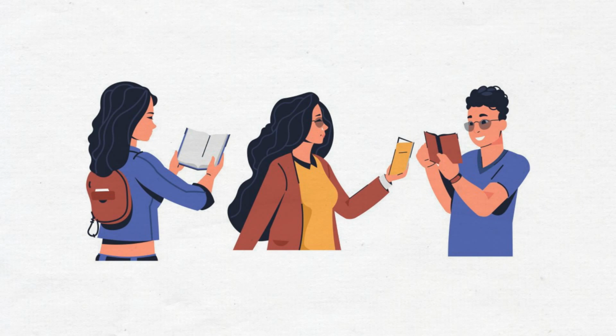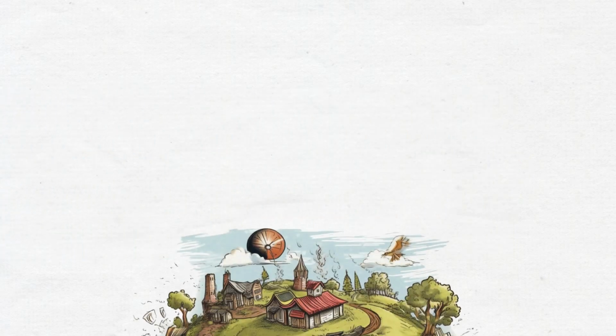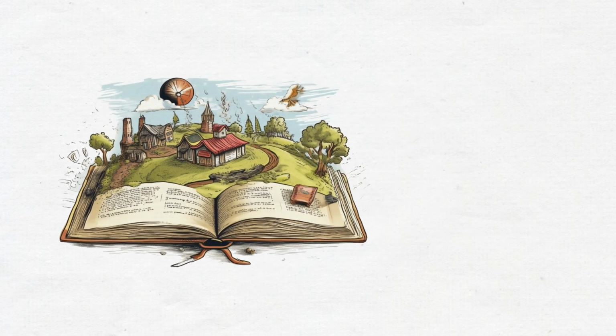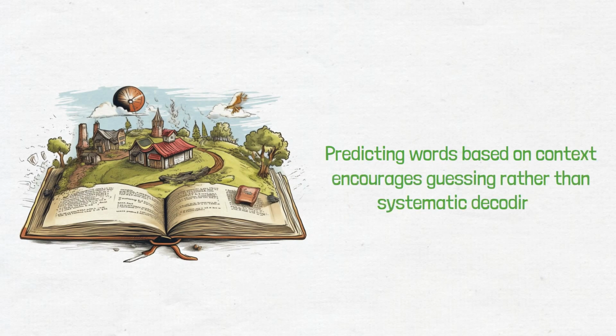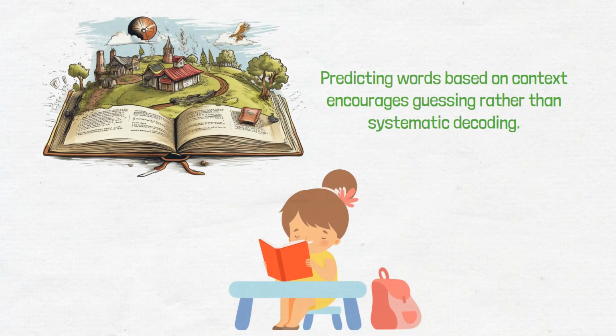Effective phonics instruction also involves recognizing the limitations of certain strategies. For instance, relying on picture clues to identify unfamiliar words bypasses decoding skills and can hinder long-term literacy development. Similarly, predicting words based on context encourages guessing rather than systematic decoding. While these strategies may offer temporary support, they do not equip students with the tools needed for independent reading.